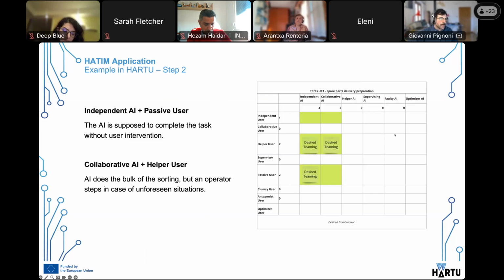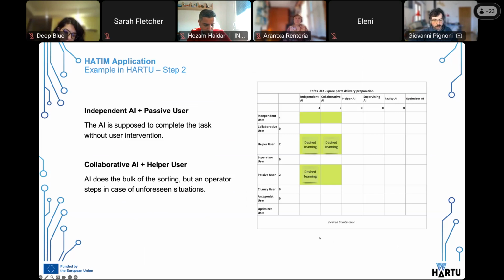So again, this is a narrative approach to the definition of roles. It's not producing requirements on the development of an AI system directly. It's more about having a discussion early on with the other stakeholders and imagine how the teaming can play out.